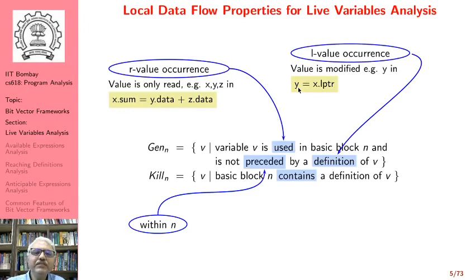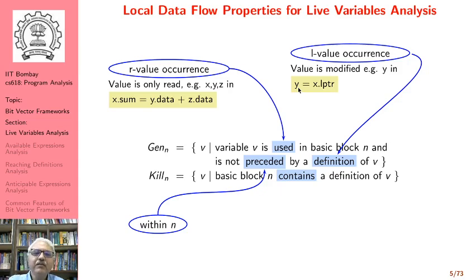And when we say it is preceded, we say within n. We don't worry about what's happening outside of the basic block, and that's the advantage of creating a control flow graph, because within a basic block we know it's straight line code, so it's easy for us to understand what's happening within the statements, and therefore we restrict our attention to what's happening within the basic block. And the across-basic-block effect is captured by the global data flow properties, as we shall see in the next slide.